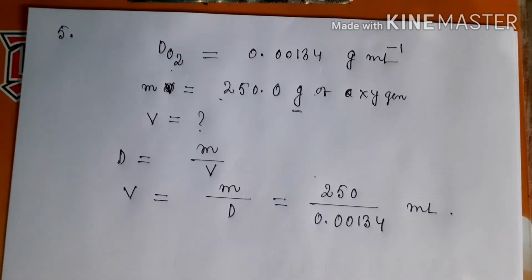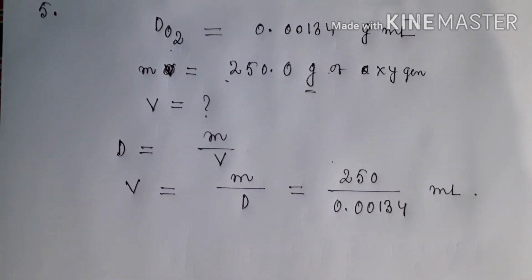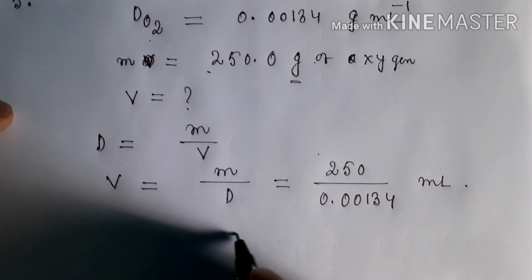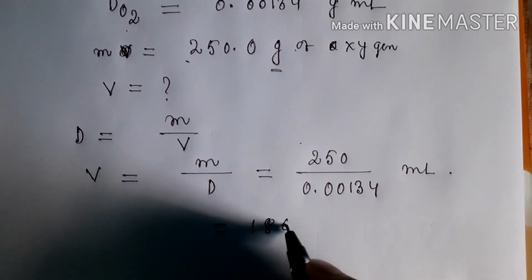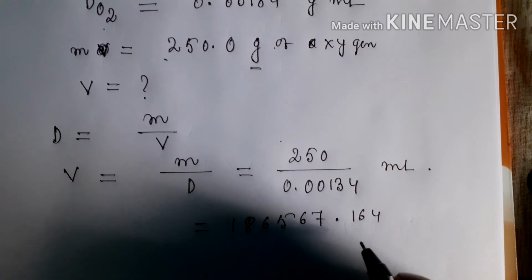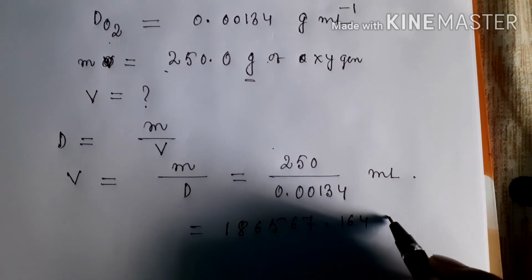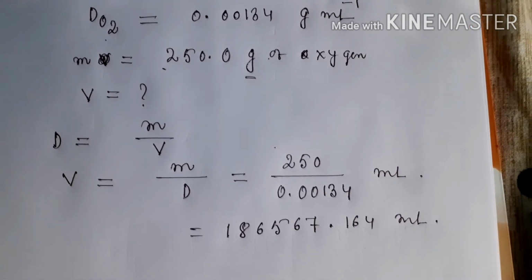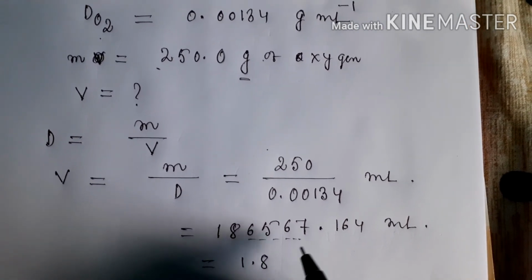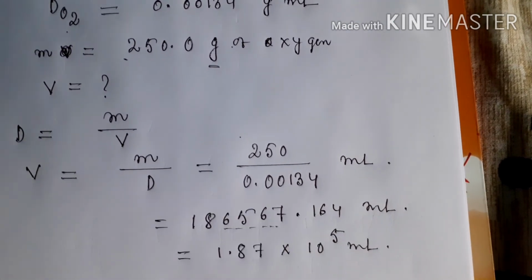Suppose you calculate that, then 250 divided by 0.00134, the result will come as 186,567.164. If you write this down, then the answer will be perfect. Or you can use the decimal fraction and write the answer as 1.8657 into 10 to the power 5 ml.